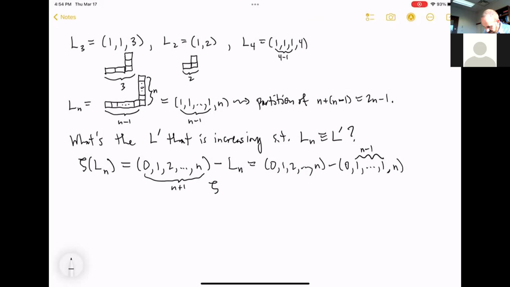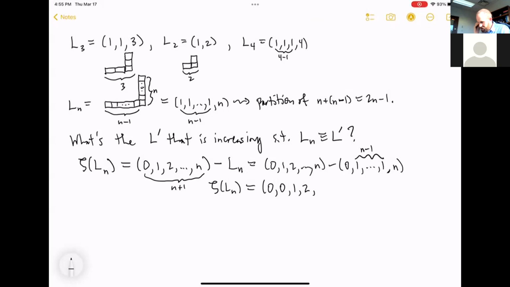Okay, so zeta of Ln is equal to, well, 0 minus 0. 0 minus 0 in the first coordinate is 0. Okay. 1 minus 1 in the second coordinate is 0. 2 minus 1 in the third coordinate is 1. 3 minus 1 in the fourth coordinate is 2, etc. Okay, so etc. When does this stuff stop?